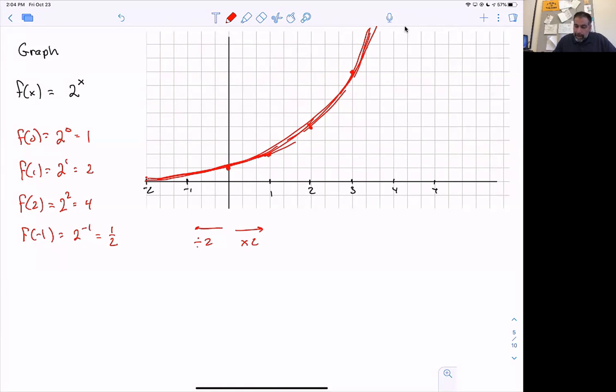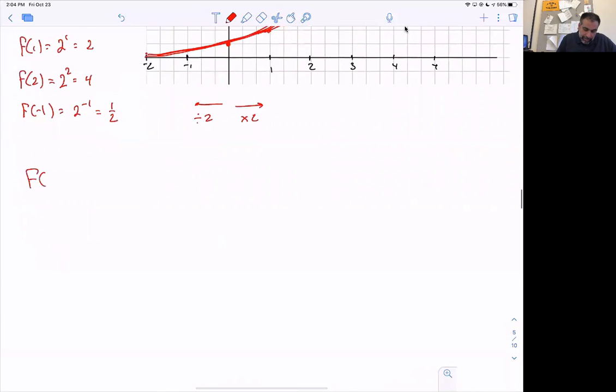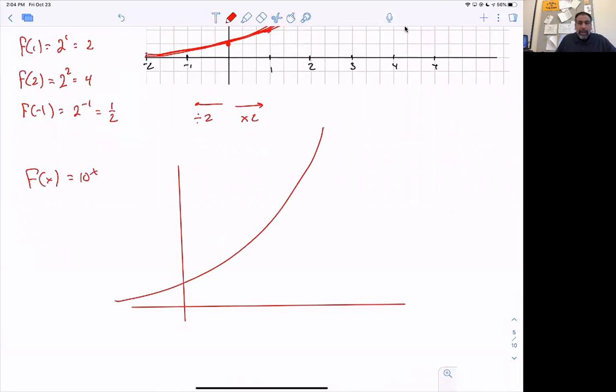If we now go down and I ask you to graph 10 to the x, well, I'm going to let you know a little secret. All exponential functions are going to look very much the same. So 10 to the x's graph is going to have that exact same shape. It's going to look just like this. The difference is the labels, okay? The difference is the labels.